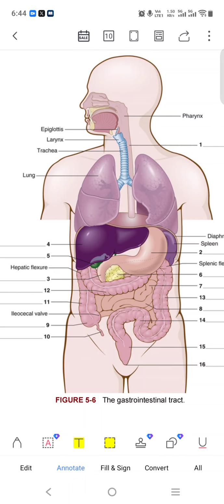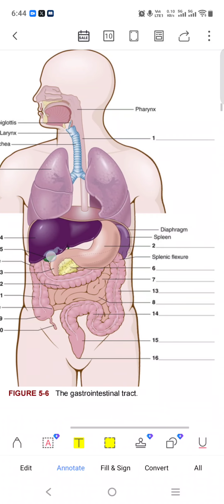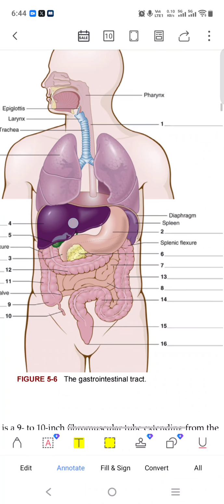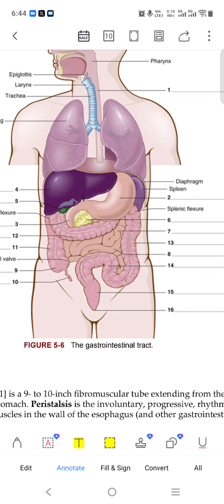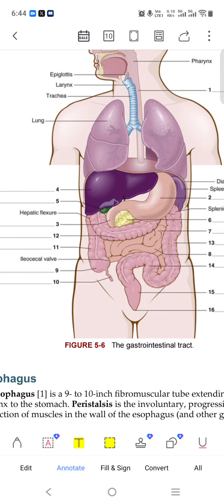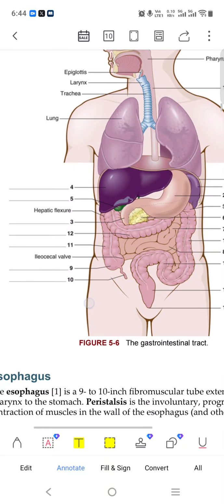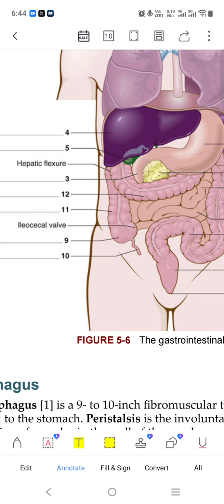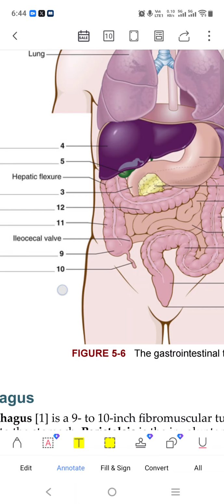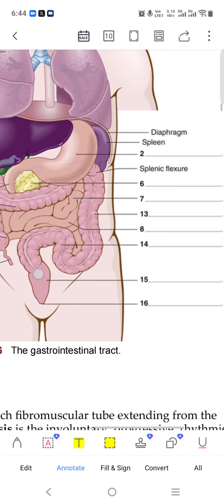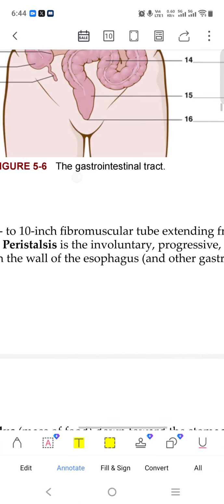Epiglottis is given here. Larynx is there, trachea is there, pharynx we have seen, diaphragm we know. The area near the spleen is the splenic flexure, and the area near the gallbladder is the hepatic flexure. Ileocecal valve is a valve in this intestine, and we are also seeing that.